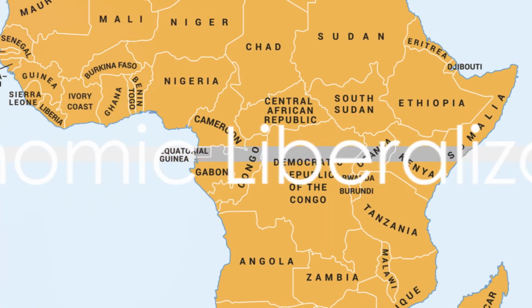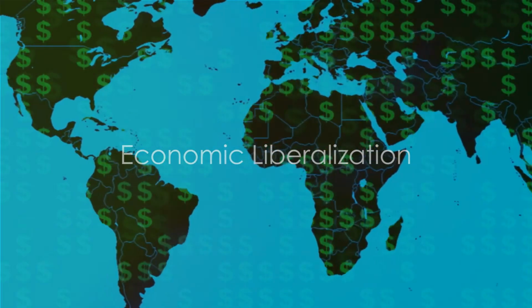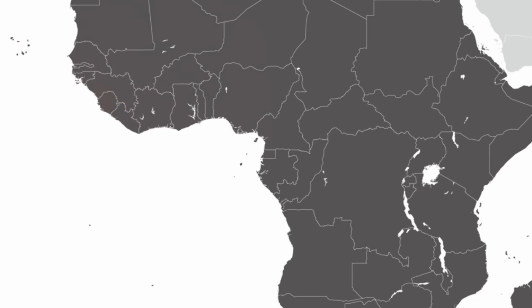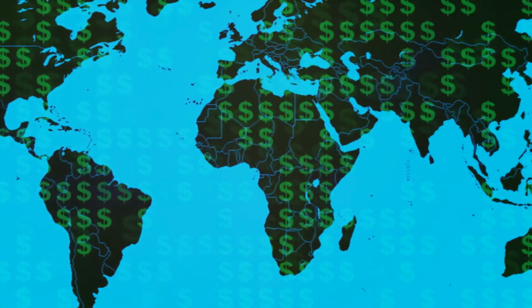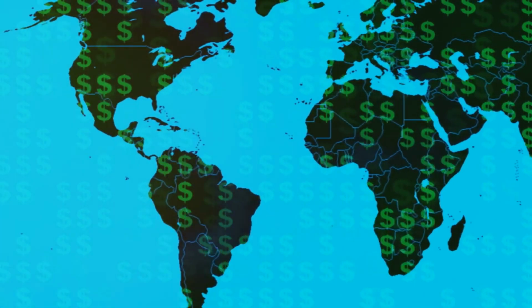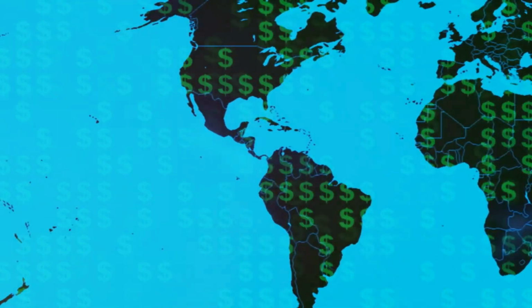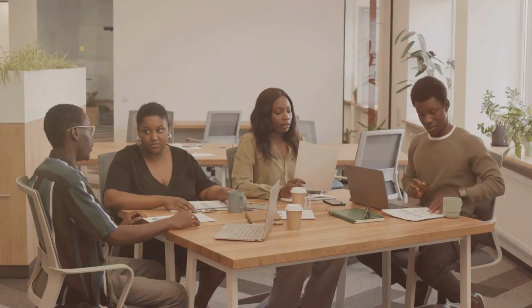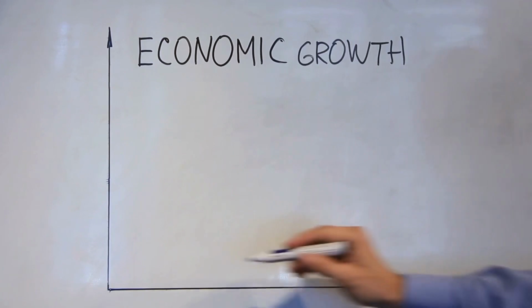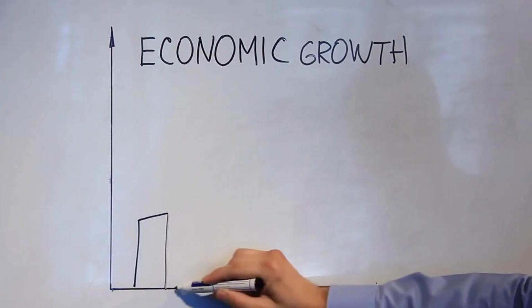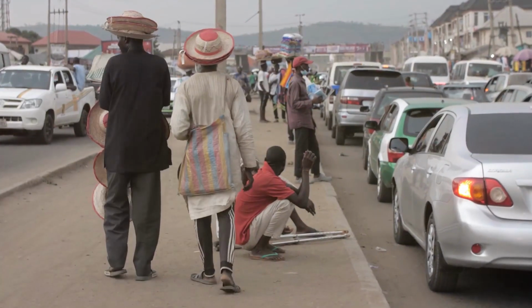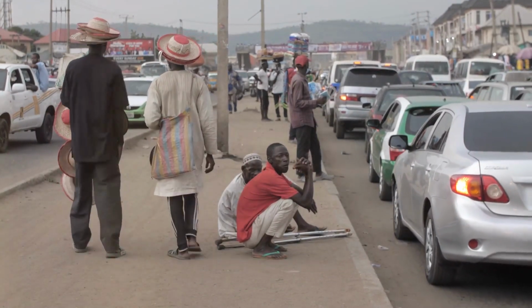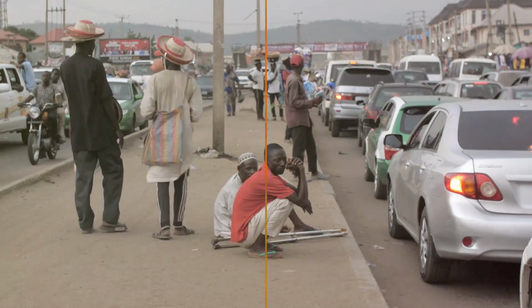In the late 20th century, a wave of economic liberalization swept across Africa. Countries opened up their economies to foreign investment, privatized state-owned enterprises, and embraced free trade. The results have been mixed. Some countries like Botswana and Rwanda have experienced significant economic growth. Others like Zimbabwe and Sudan have struggled with hyperinflation and economic instability.